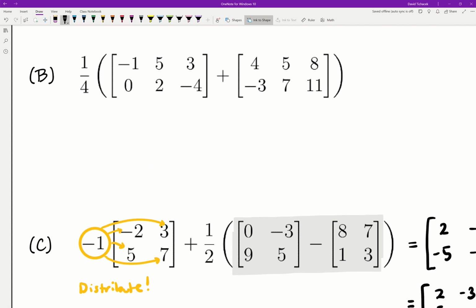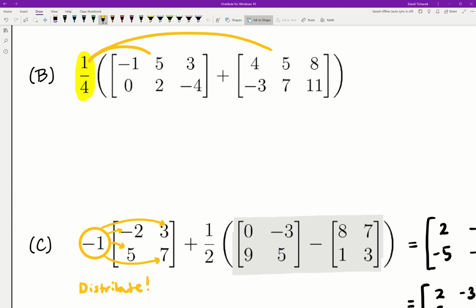So one of the things that you could do to solve this problem is you could look at this as distributive property. You could take this 1/4 and you could distribute it to this matrix. So that means multiply 1/4 times everything in that matrix, and then distribute 1/4 to this other one here, and then go ahead and perform the sum.